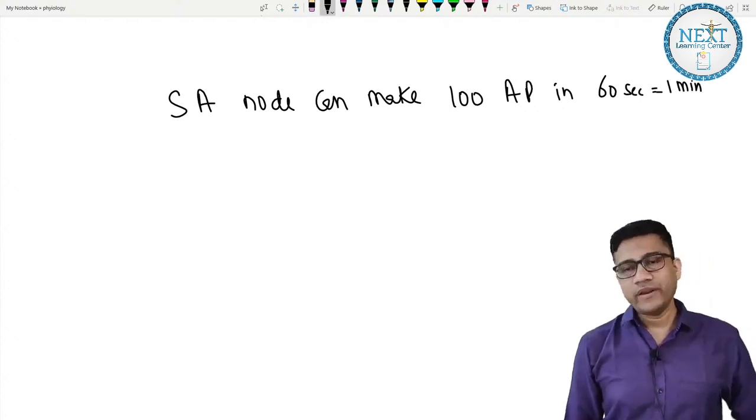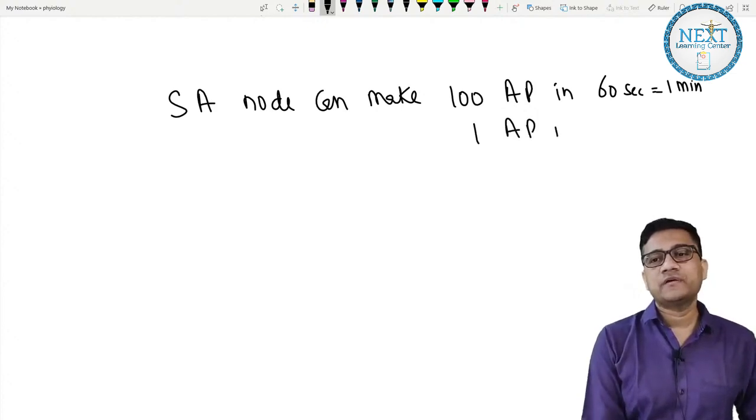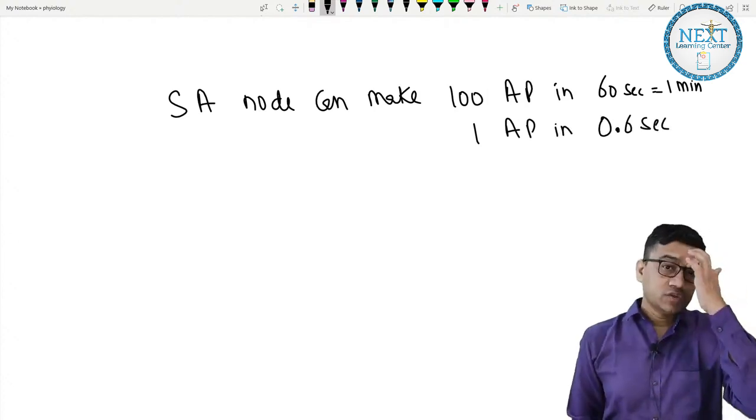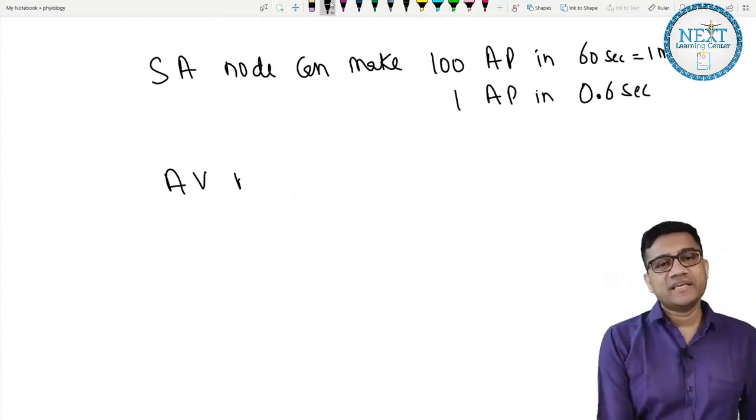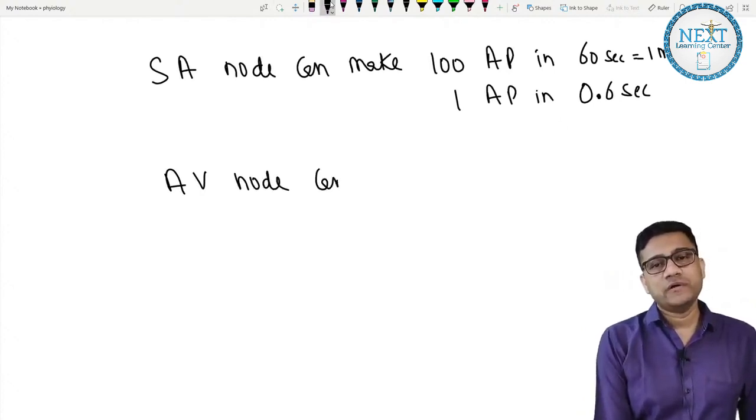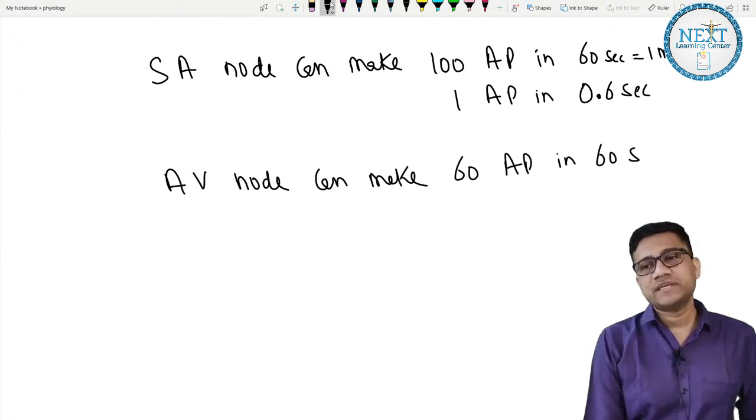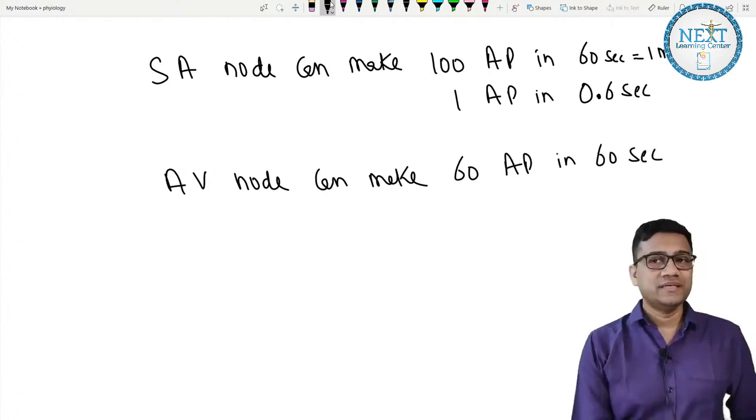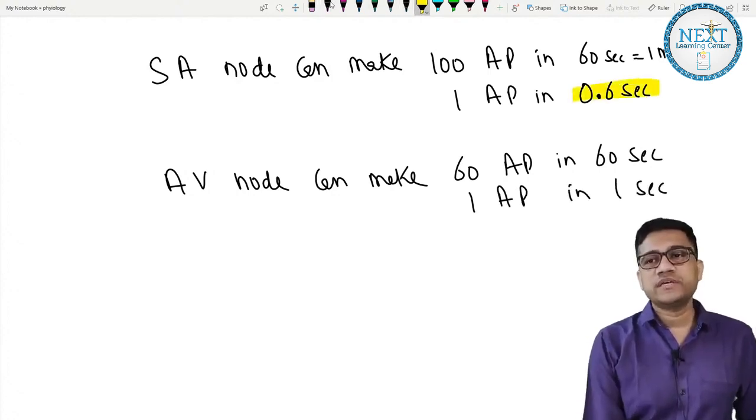Easy. Fine. Now that means it will make 1 AP in 0.6 seconds. So it will make 1 AP in 0.6, whereas AV node can make how many? 60 AP in 60 seconds. Are you getting the question? 60. That means 1 AP in 1 second. Are you getting it? So please focus on this.